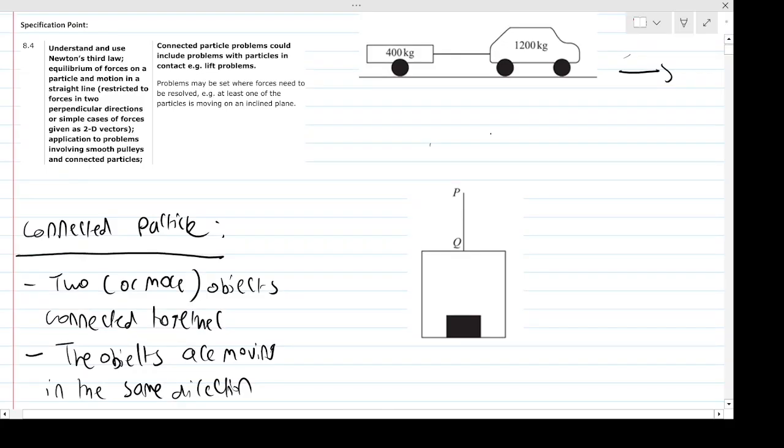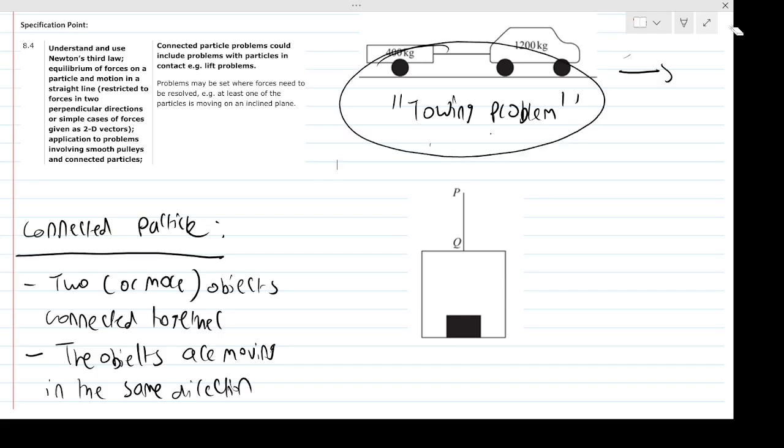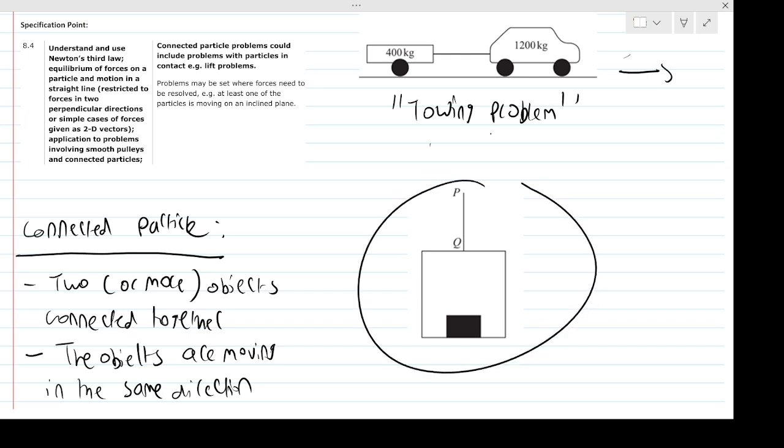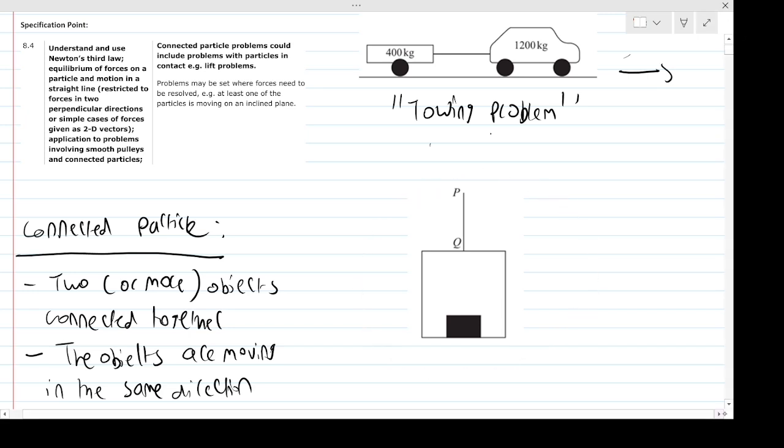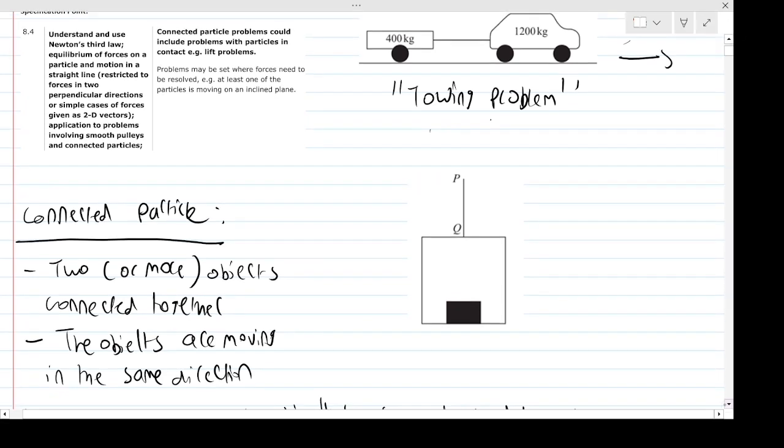That's what we call the towing problem, where we've got two objects being towed together by some rope. There are two distinct problems you need to be aware of in this video. The first one is the towing problem, for example a car towing a caravan, and we're going to look at a bunch of examples like that. The next one is this: a lift, or an elevator. This is called the lift problem.